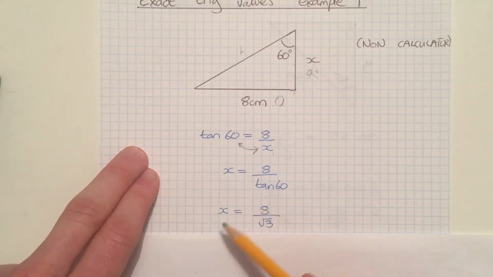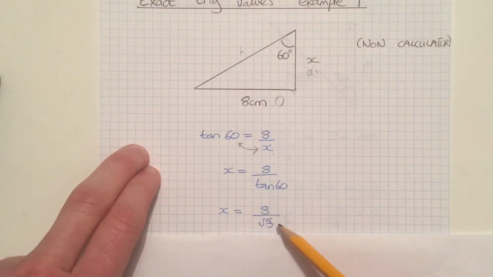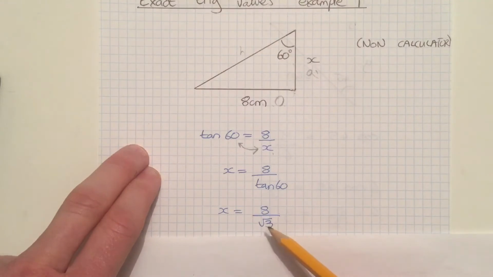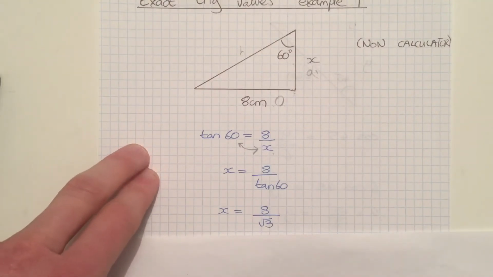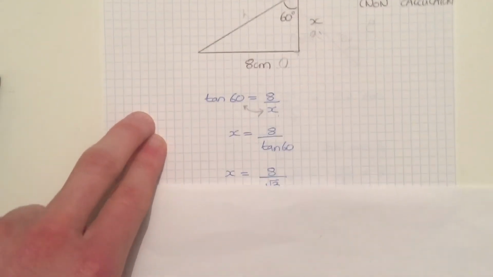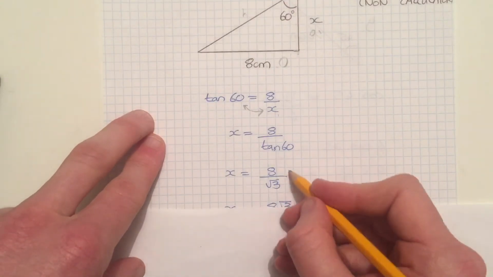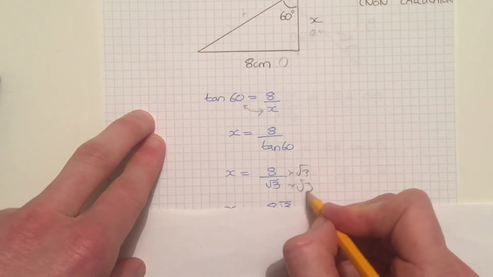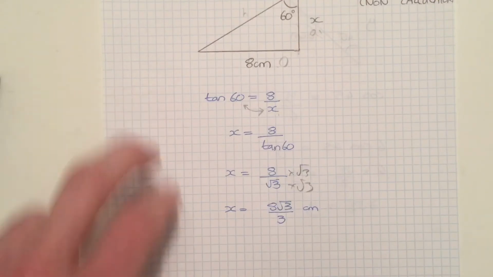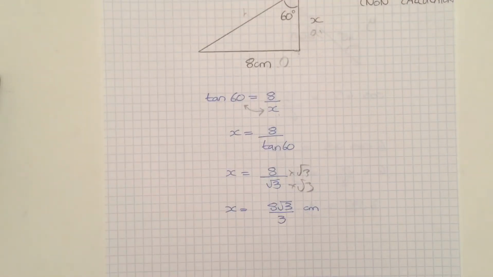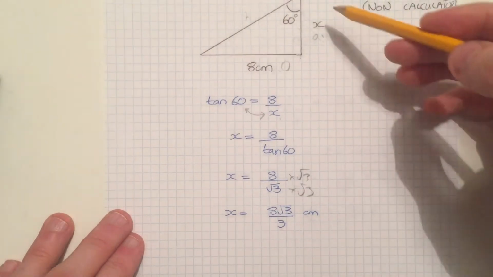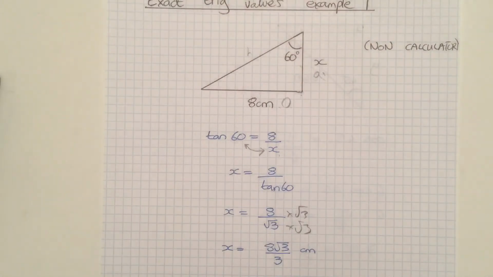So we could actually just leave our answer like that, but it's not very nice having a surd on the denominator here, so we're going to rationalise this. So if I times top and bottom by root 3 to rationalise this, then on the numerator I get 8 root 3, and on the denominator root 3 times root 3 is just 3. And there we go. That is the length of x here.